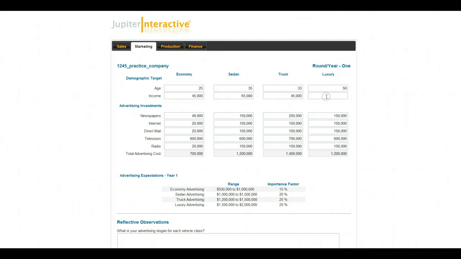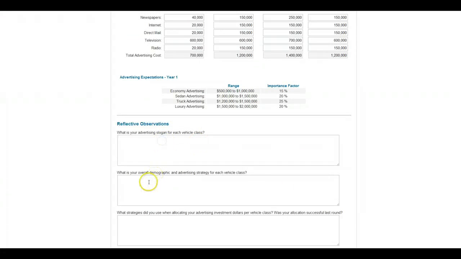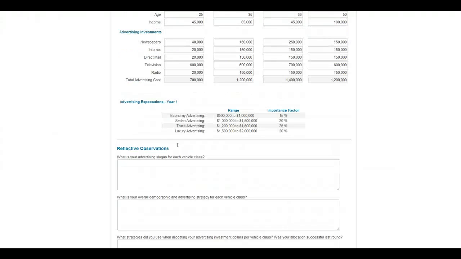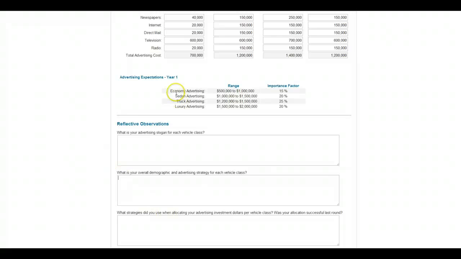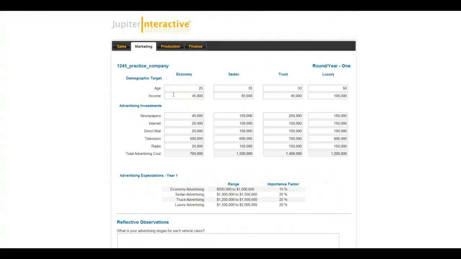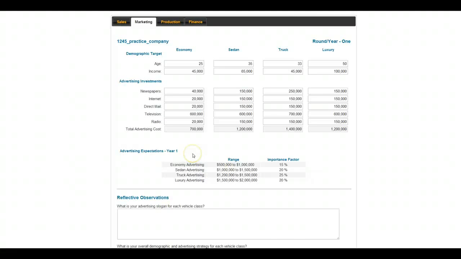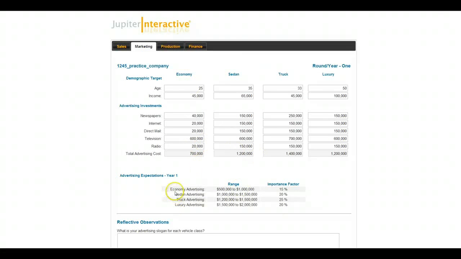This game does have a role-playing aspect to it. So if you were to develop a demographic target and you come down here and you think about your advertising slogans, your overall advertising strategy, then that would certainly help. But for the practice game, we're not going to fill out the reflective observations. I think it would be interesting to fill out the marketing stuff on the actual team competition, but for the practice games, we don't need to fill out any of this. We're just trying to learn the mechanics of the simulation.